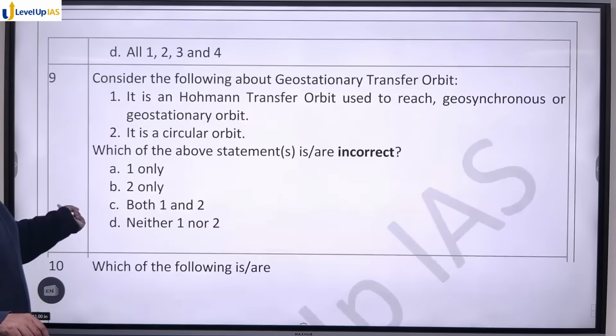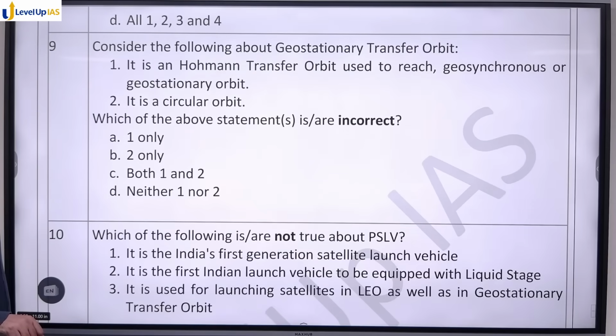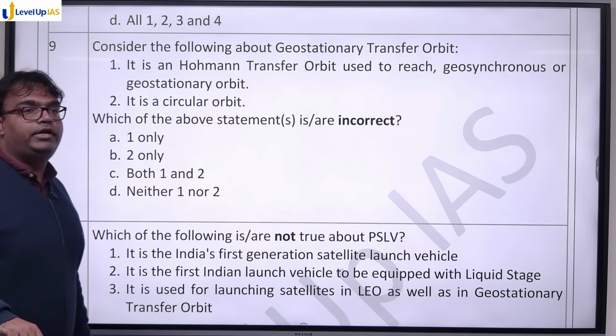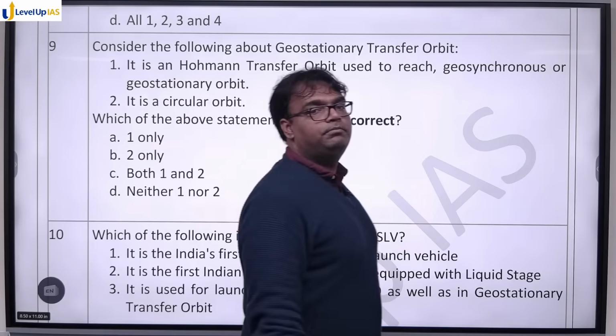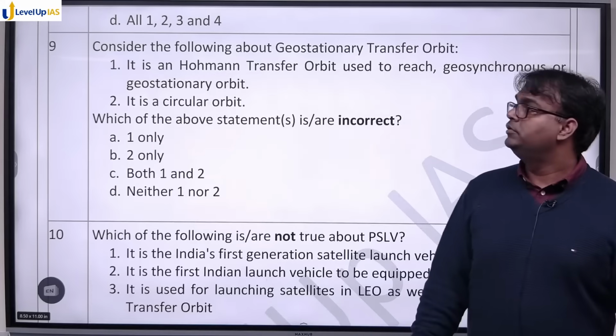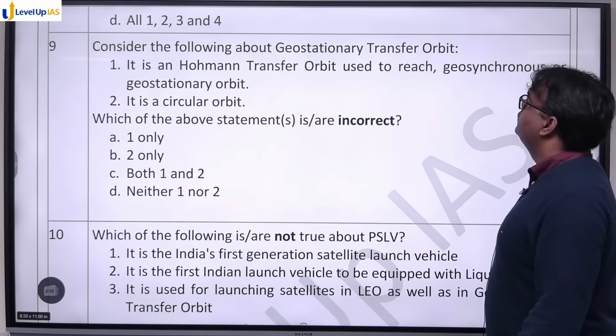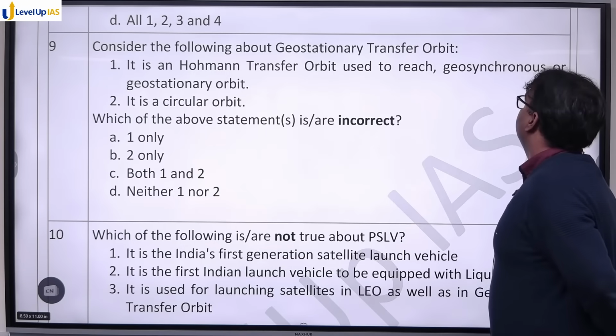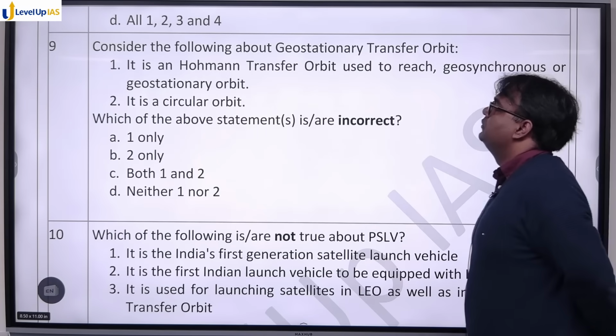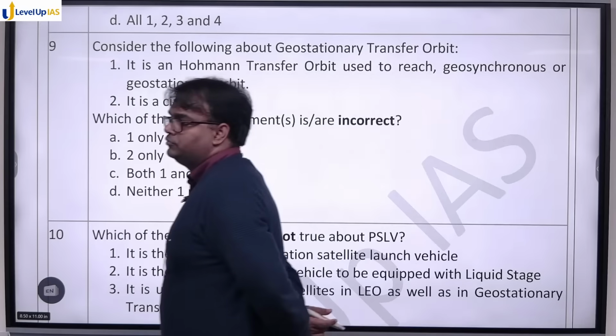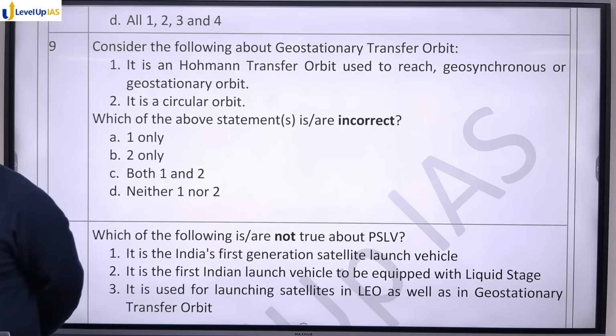Question number 8. Question number 9. Consider the following about geostationary transfer orbit. Question number 9. Kim बताएंगी? Kim, would you try?